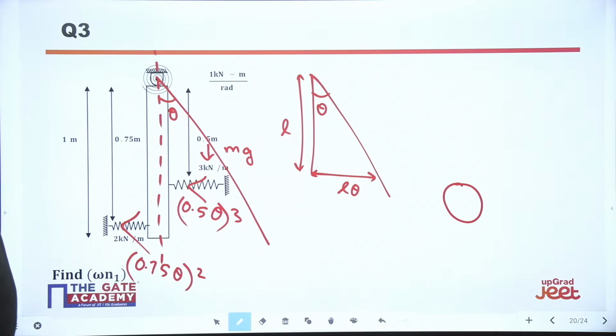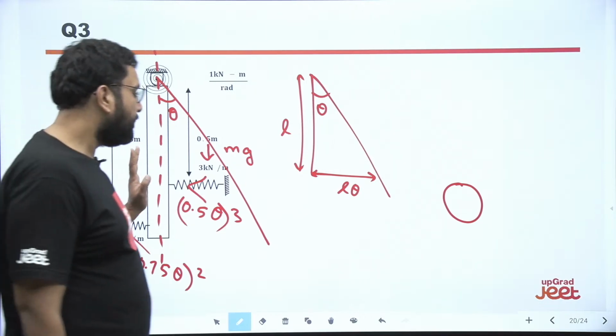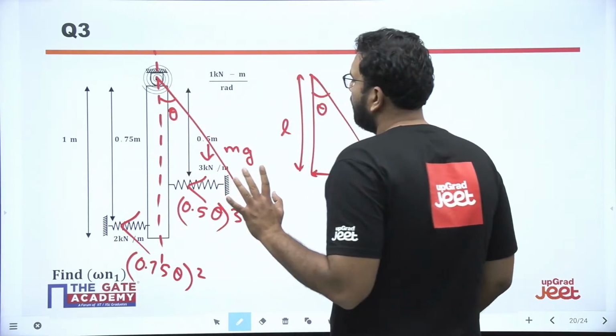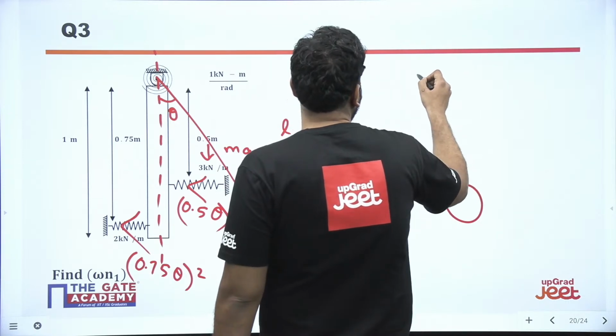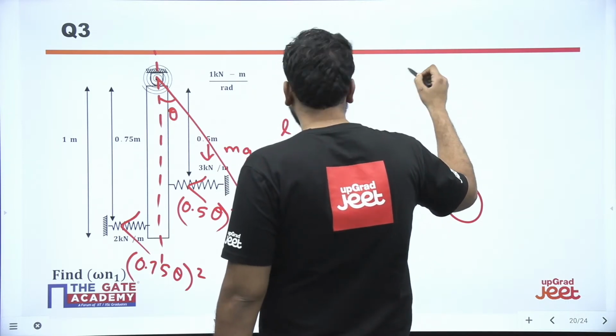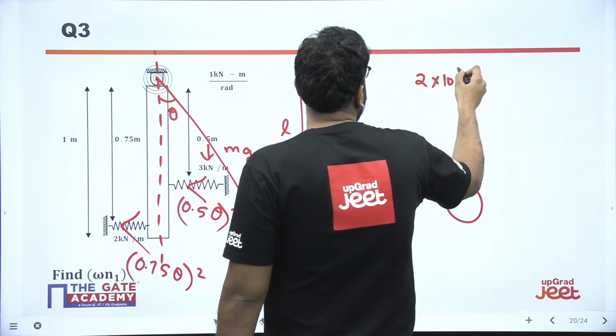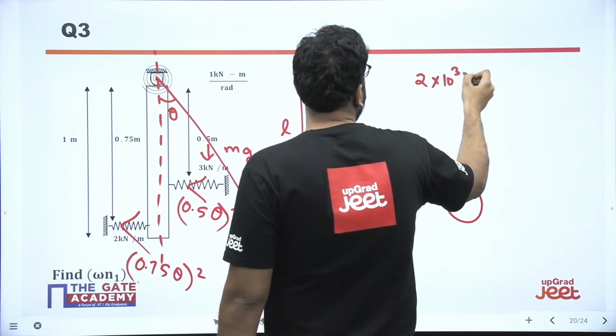Now we have these three forces, and we have to take the moment of these three forces about the hinge. So we have 2 kilonewton per meter. For kilonewton, we can put 10 to the power 3 into 0.75.